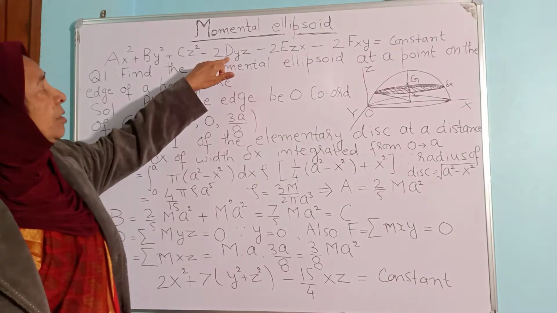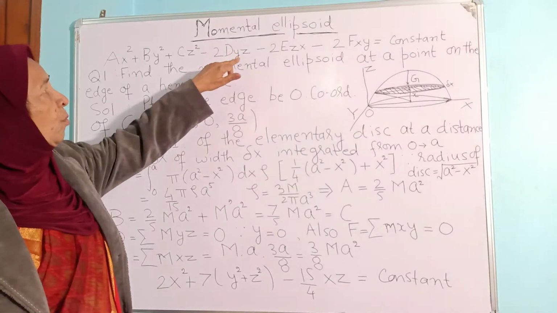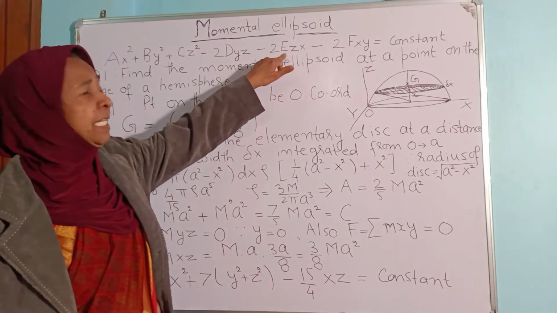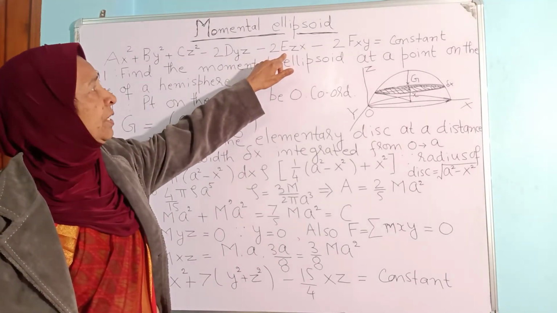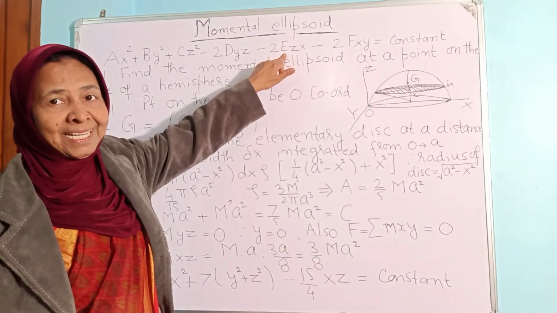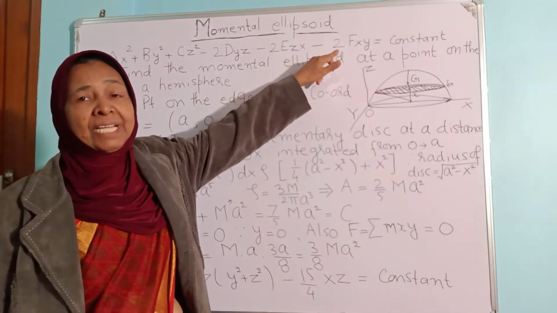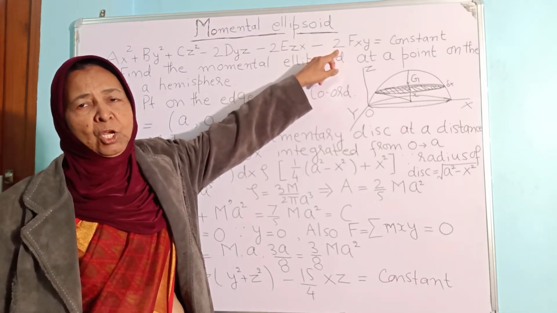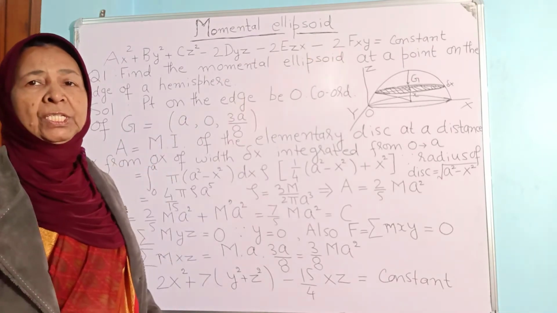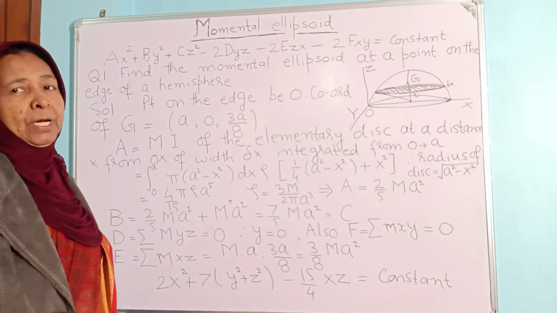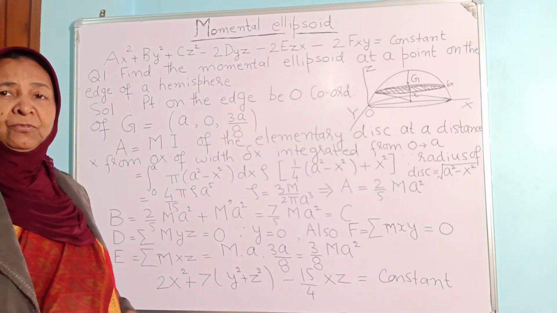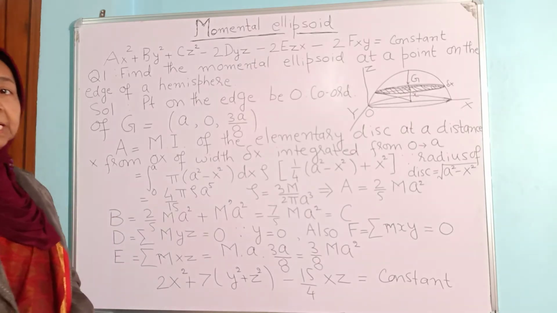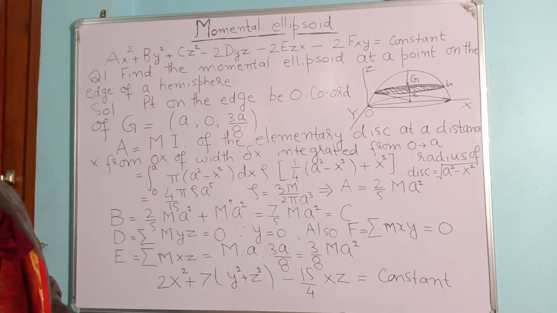So, minus 2D yz, and then in minus 2E, what is E? Product of inertia about y-axis, and similarly, what is F? Product of inertia about z-axis. So this is the equation of momental ellipsoid, and now we have to find some momental ellipsoids, some cases, some questions I will be doing.